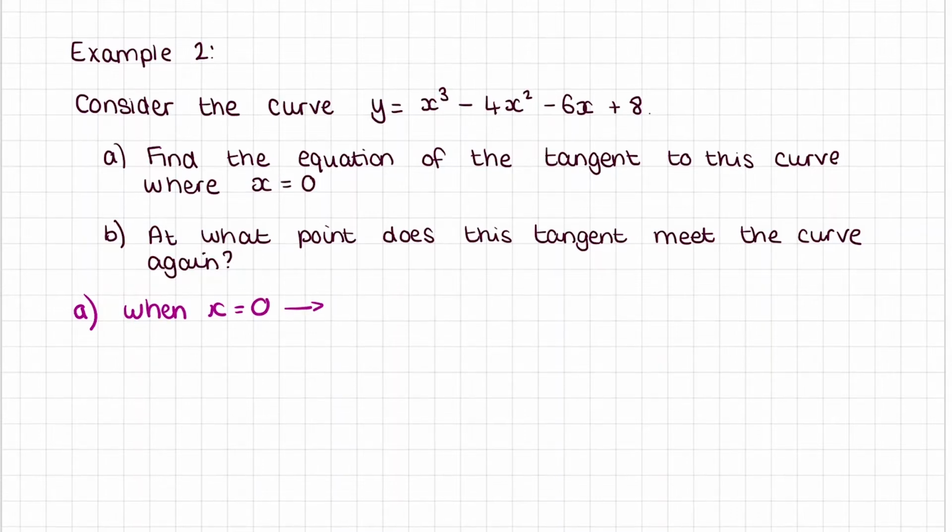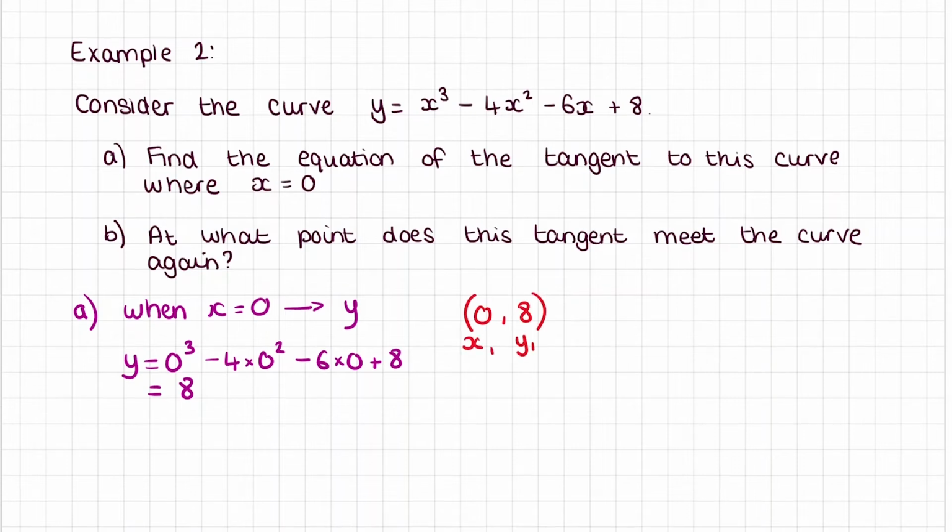So when x equals 0, we're going to put that into y. So y equals 0 cubed minus 4 times 0 squared minus 6 times 0 plus 8, which obviously will just equal 8. So our coordinates for x1 and y1 are going to be 0, 8.